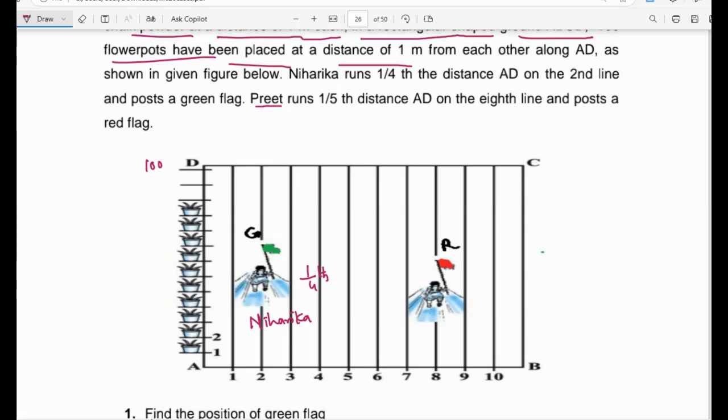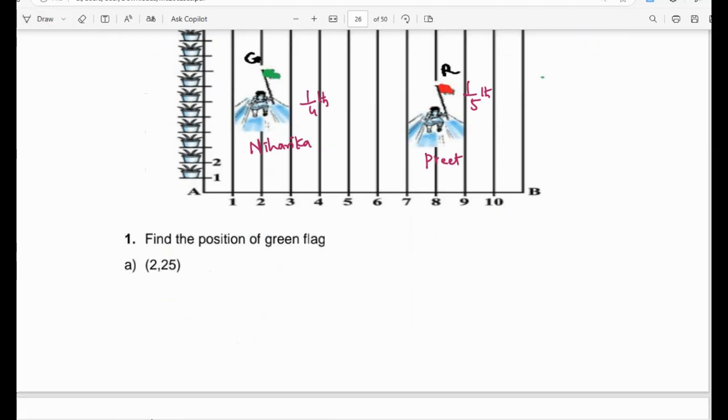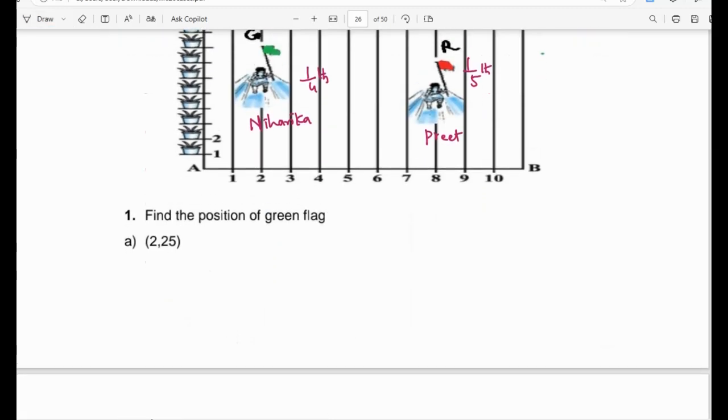Preet runs 1 by 5th the distance of AD on the 8th line. So here Preet is running on the 8th line, and 1 by 5th of the distance he has covered, and he posts a red flag. Okay, so this is the question. Now find the position of the green flag.